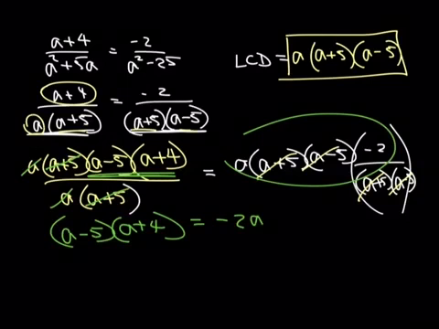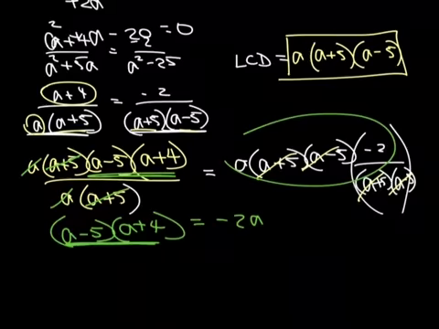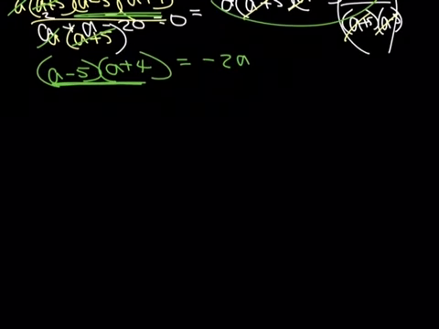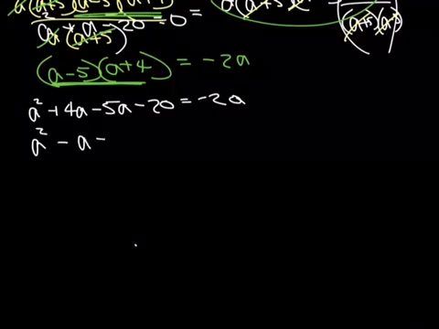Alright, so let's go ahead and continue on. Let's use the FOIL method here. So let's move everything up here. Okay. So FOIL method, a squared first, outside, inside, last. Combine my middle terms here. Add 2a because it's got to be equal to 0, so I got to get rid of that left-hand side.